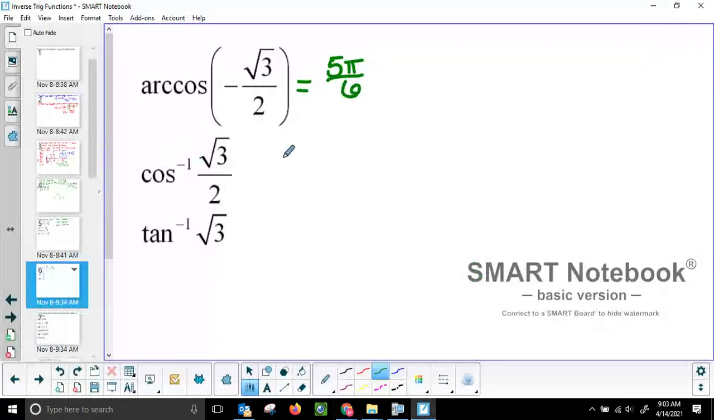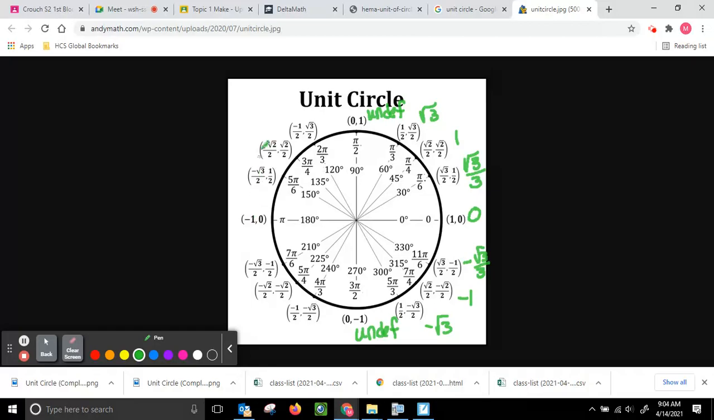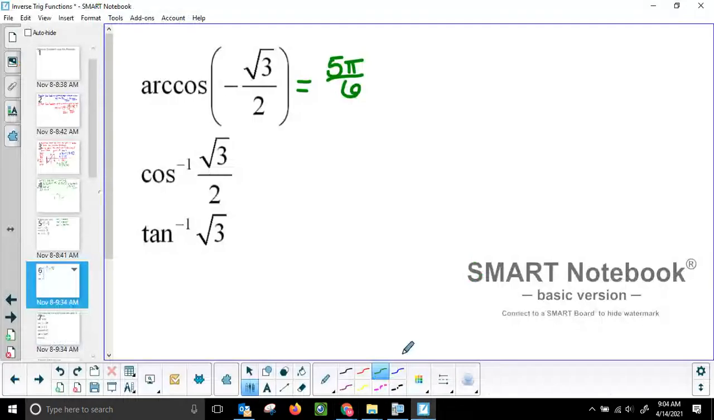All right. This is the exact same thing, right? Except it's positive, right? So we're just saying, okay, right half of the unit circle. But where's my x coordinate? Positive square root of 3 over 2. Oh, well, that occurs right here. That happens at pi over 6, or 30 degrees if you're in degree mode.